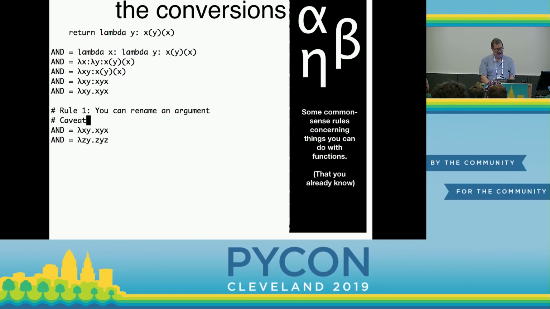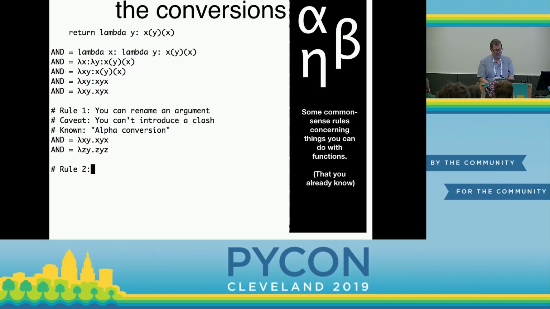There is a caveat: you can't introduce a name clash. So if somebody was already using the variable z for some purpose, I can't just rename x to z. You can rename things as long as you don't introduce a clash. This is something known as alpha conversion, if you read papers on this. Another rule is that you can substitute an argument.